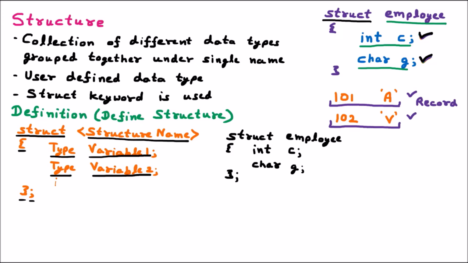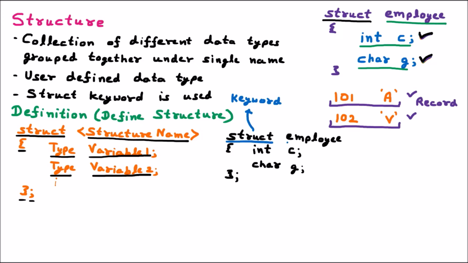From the definition, there are a few things to learn. We are using struct here. This struct is called a keyword. Keyword means it is a reserved word. Nobody can use this keyword unnecessarily. So here I am using it. That means I am giving an indication to the compiler that I am going to define the structure.